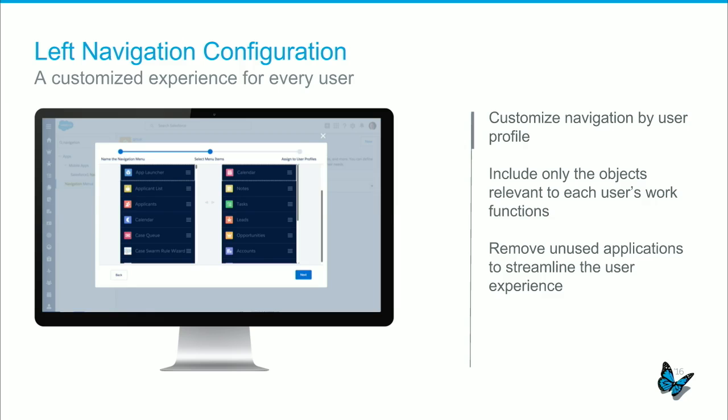And that's something that people have asked about since they've heard about Lightning. It's really about the left navigation configuration. This is really meant to provide that level of productivity and streamline people's experience so that they only see the objects and the applications they really care about. And so I'm actually going to show a quick demo of it.